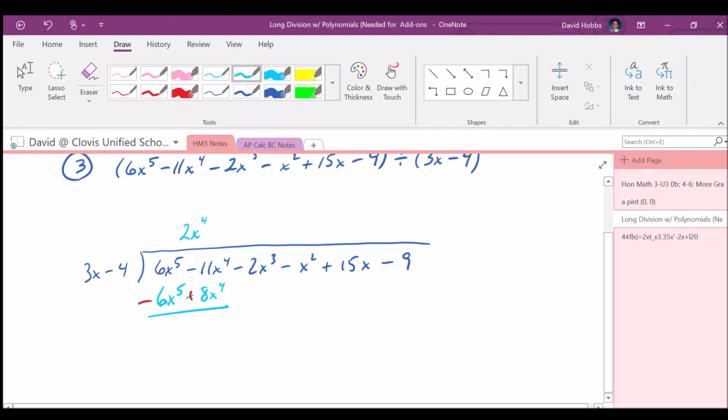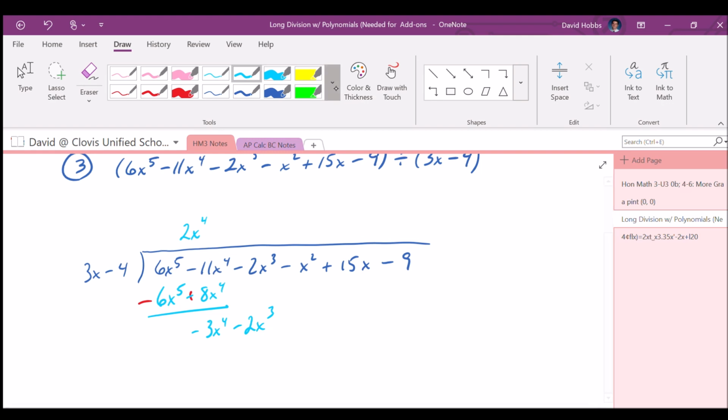Okay, so the first terms have got to cancel. If they're not canceling, something's wrong. We've made a mistake. We got to fix it right there immediately. Okay, secondly, negative 11x to the fourth plus, because we distributed the negative, plus 8x to the fourth is negative 3x to the fourth. Okay, bring down the next term, and we do the process again.